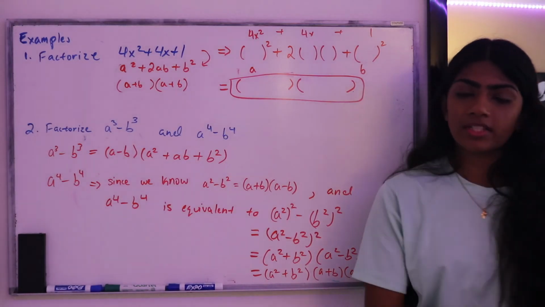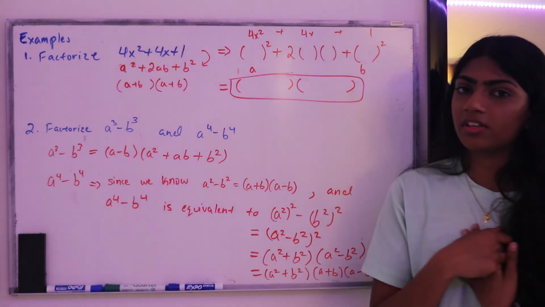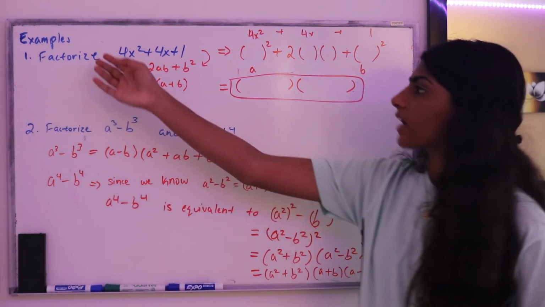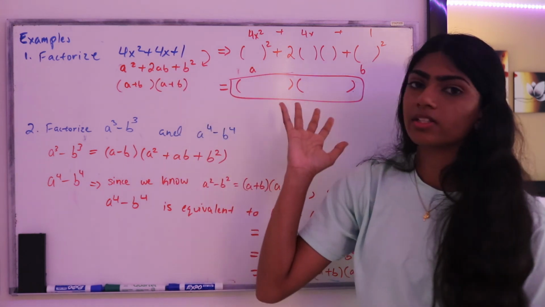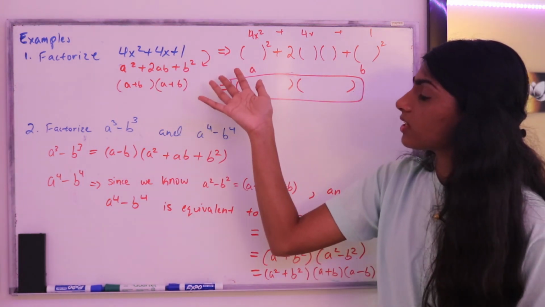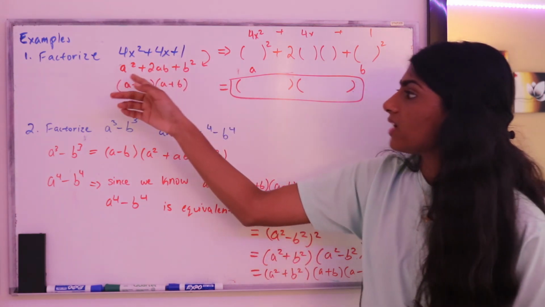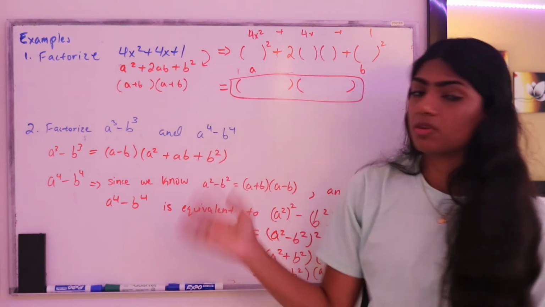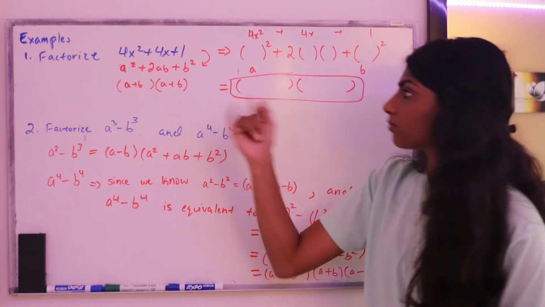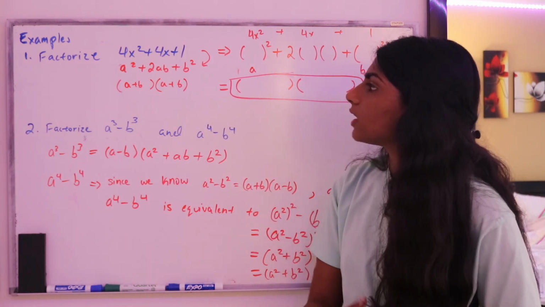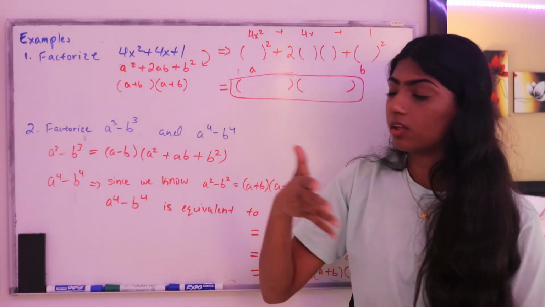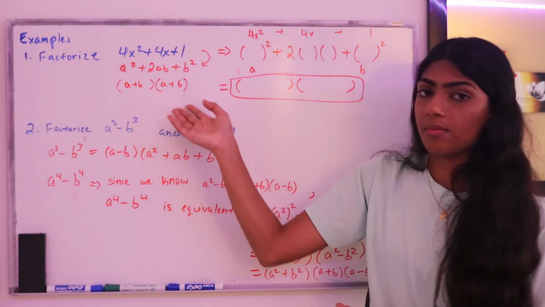Let's try 2 more examples to master our ability to factor. So let's factorize 4x squared plus 4x plus 1. If you look at this, you'll see that it has a very similar structure to a squared plus 2ab plus b squared, which we've already studied before. It's a perfect square. So the factorization of this, as we learned, was a plus b times a plus b.